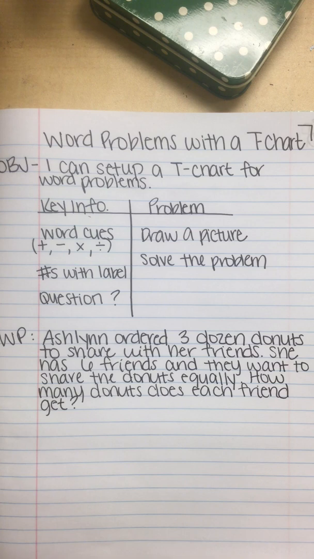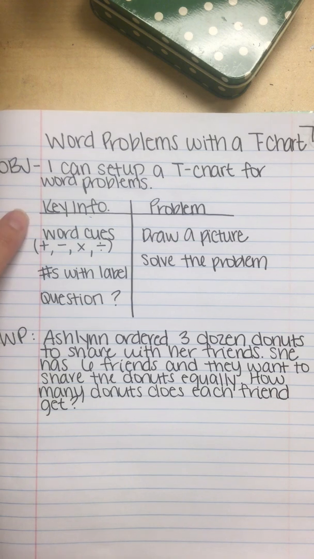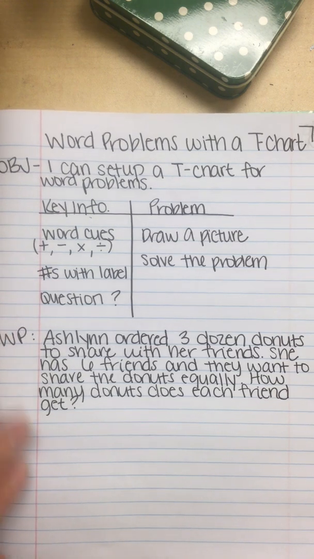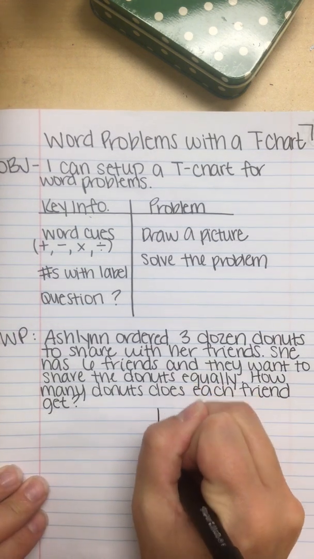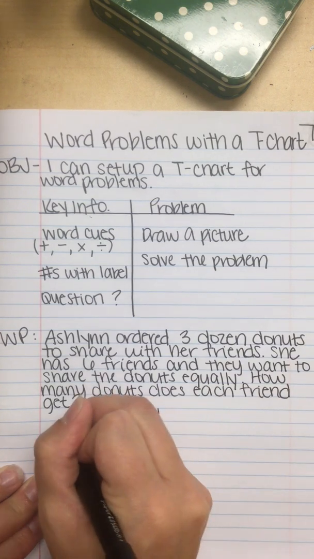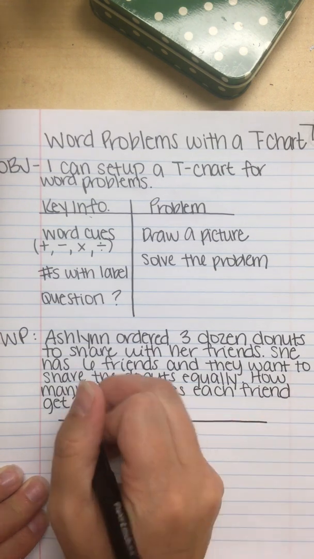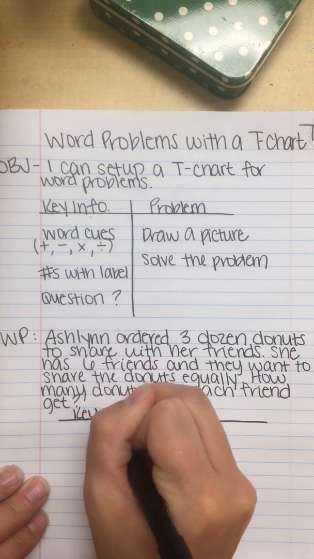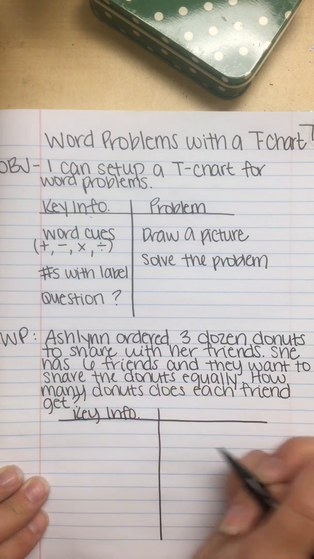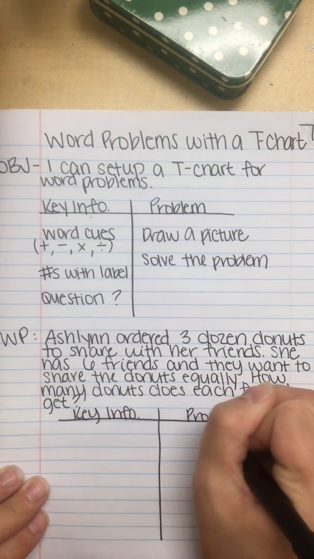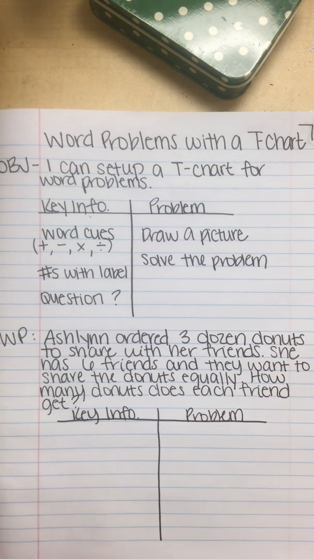Okay, so again, when we are reading word problems, the first time we're just going to read it one time through. Not write anything down, just reading it out loud. Now, the second time, we're going to fill out our key info for our T-chart. So I'm going to draw a T-chart here. I'm going to put key info on the left and problem on the right.